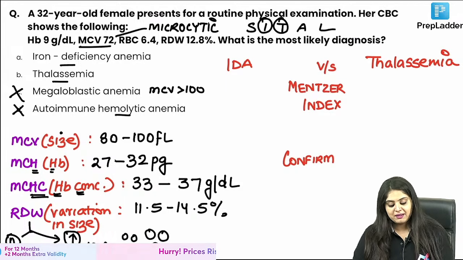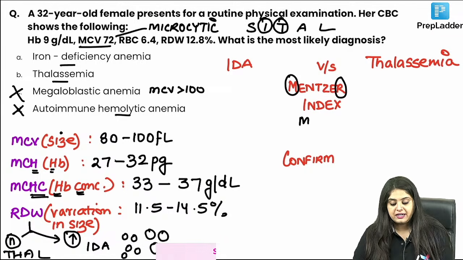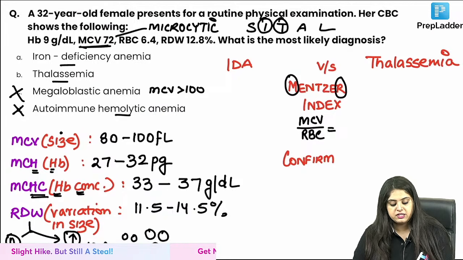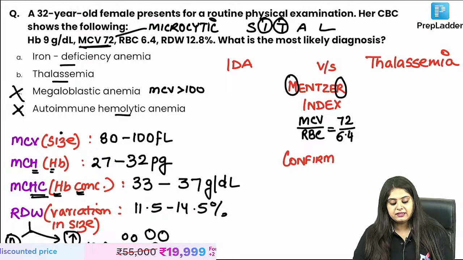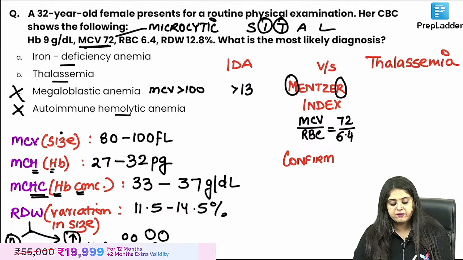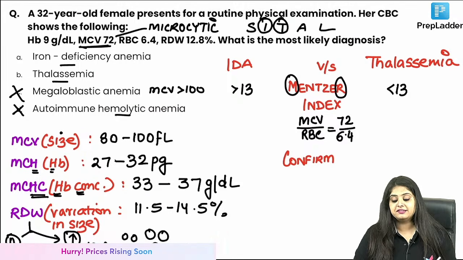So now coming back, Mentzer index, how is it calculated? It is going to be M upon R, that is MCV divided by RBC. Now look over here, MCV is 72 and RBC is 6.4. I mean, my math is pretty bad, I don't know about you. So all that I can gather is whether it is going to be above 100 or below 100, and I can see over here it is going to be less than 100.